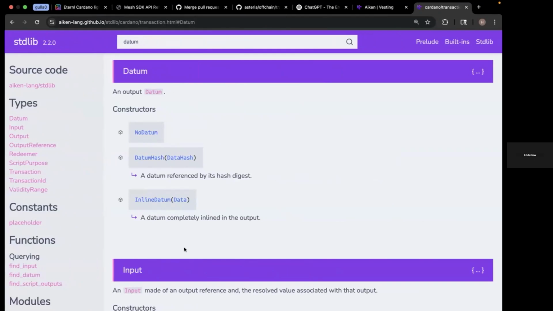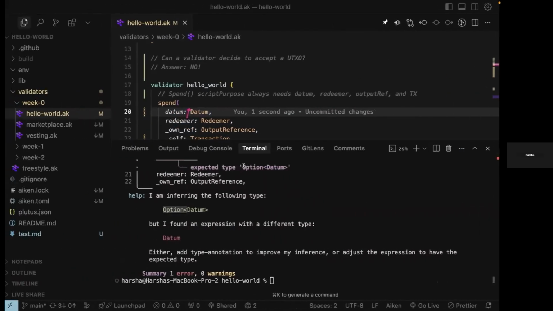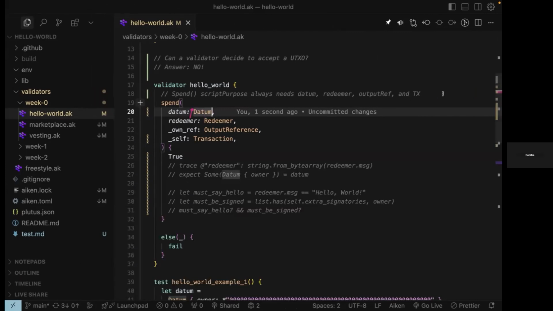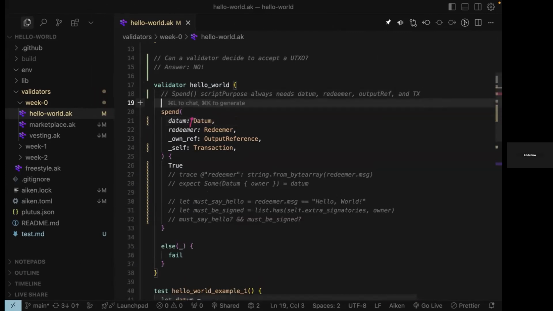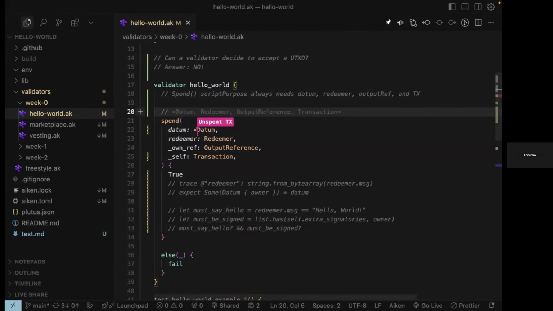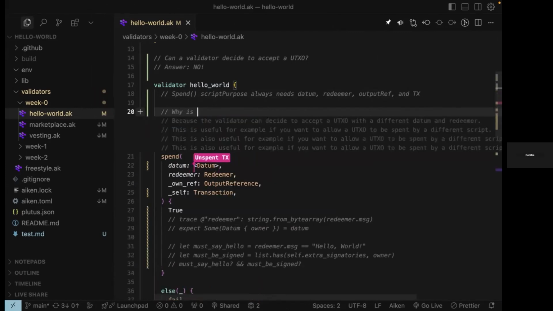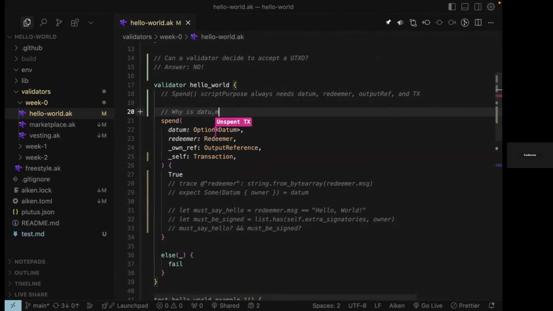I think we need to look at the spend. Honestly, I don't know. I'm going to write this comment, and then whoever is smarter than us will have to tell us: why is datum of type option, while the Aiken docs say otherwise?